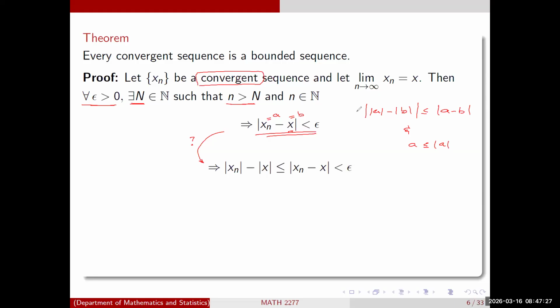So in other words, this guy is bigger than |A| minus |B|. To use this, they are using the fact that |A| minus |B| is less than or equal to |A minus B|. This is sometimes called the reverse triangle inequality. Again, this is A and this is B. That's how they got that inequality.